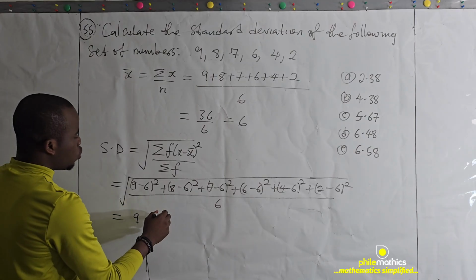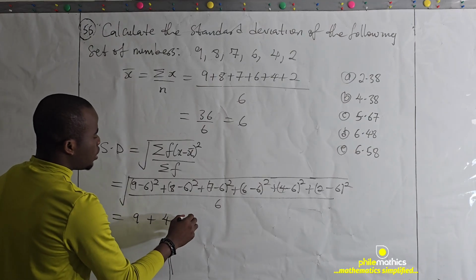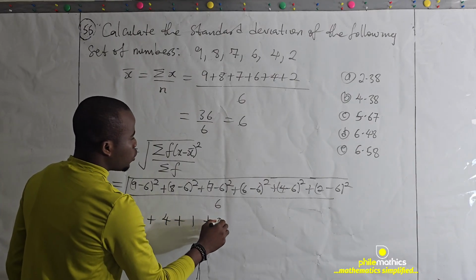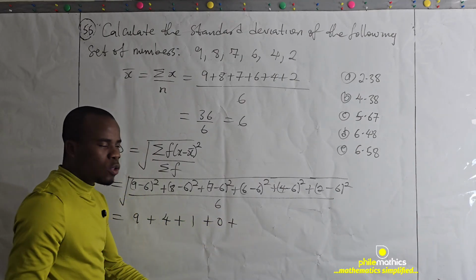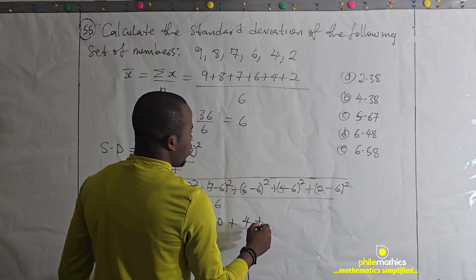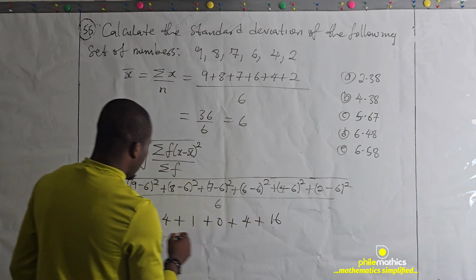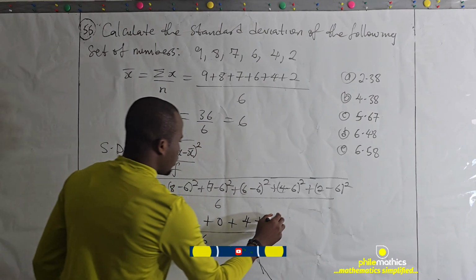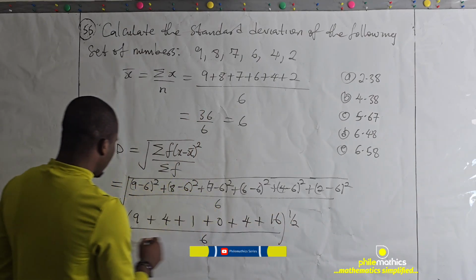8 minus 6 is 2, 2 squared is 4. 7 minus 6 is 1, 1 squared is 1. 6 minus 6 is 0, 0 squared is 0. 4 minus 6 is minus 2, minus 2 squared is 4. 2 minus 6 is minus 4, minus 4 squared is 16. Everything over 6. Remember, square root.